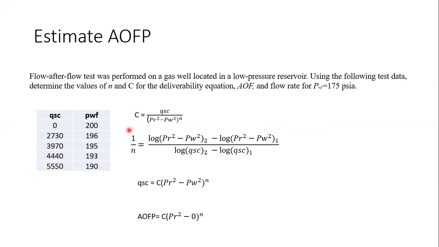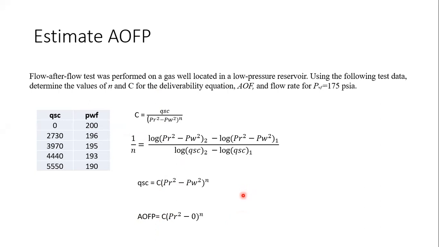So this is the problem that we are going to do in two different ways. One is theoretical and another one is graphical. Let us see how we can estimate AOFP by these formulas, and we will use Excel to estimate the same thing, AOFP. So these are the two steps we are going to do for the gas deliverability test.